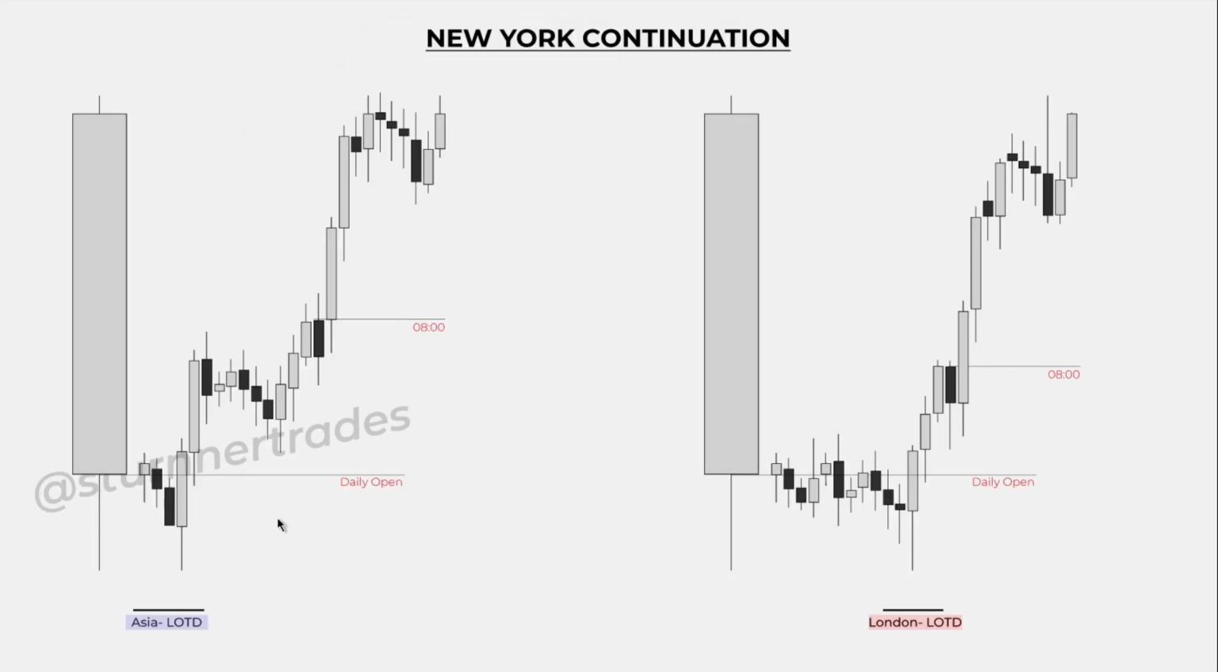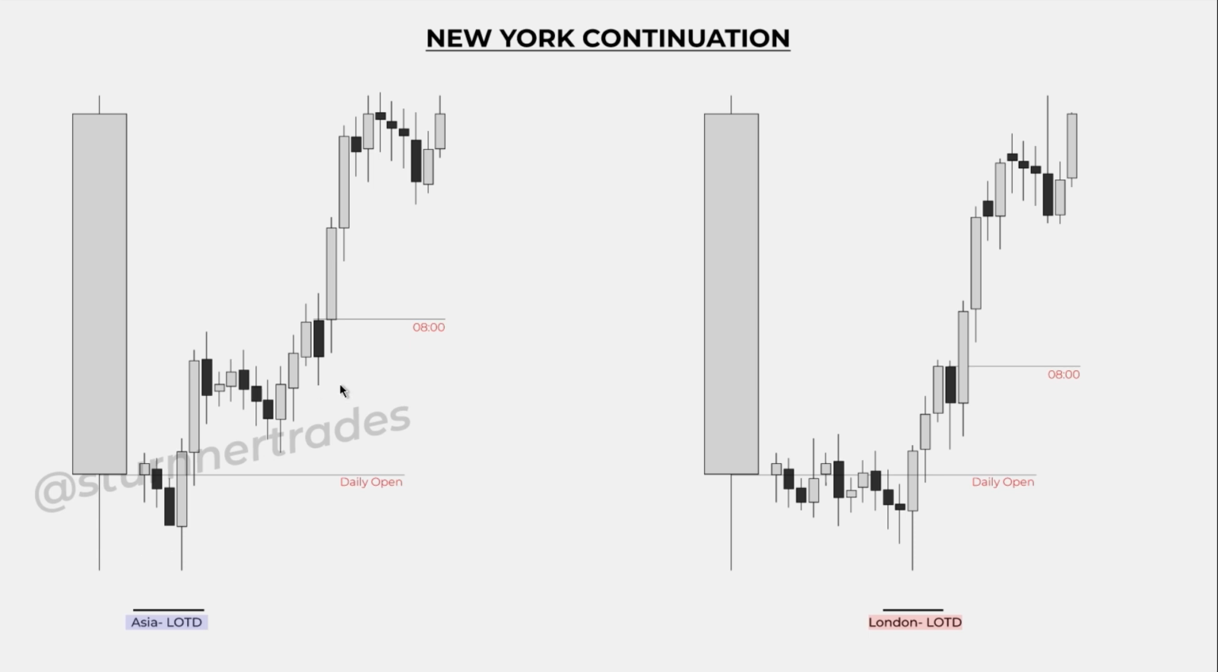In this first example, we have a bullish continuation. Price trades lower below the opening price in Asia to set the low. That's the wick. Then it reverses higher. That low could form around the previous day's equilibrium or previous day low.